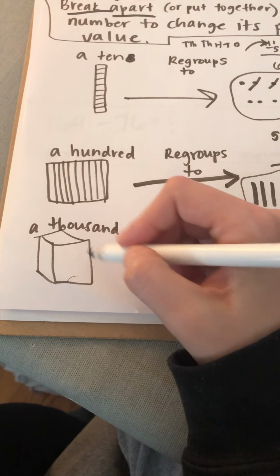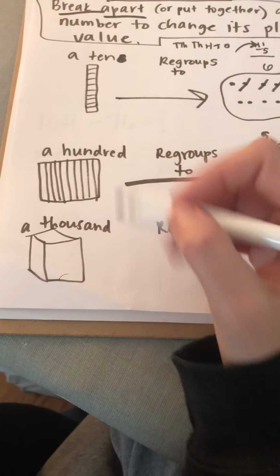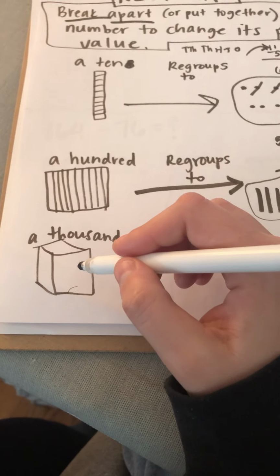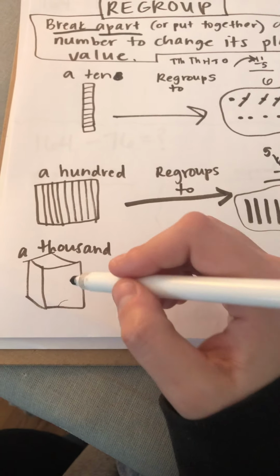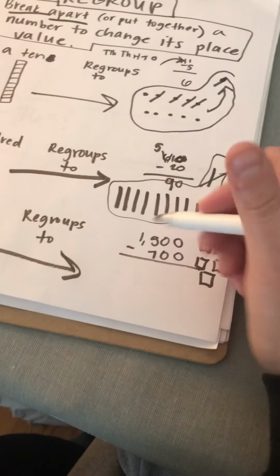So here's one of those hundreds blocks. There's another one, and it would go back 10, 20, 30, 40, 100, 200, 300, all the way to 1,000. There are 10 hundreds blocks in this thousands block. So we can regroup a thousands block into 10 hundreds.